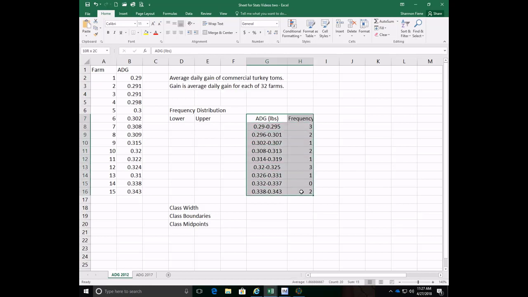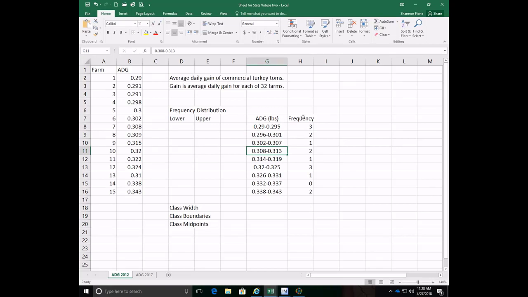This is an actual frequency distribution. And what you'll notice about a frequency distribution is it has these ranges of values. So for example, the first range is 0.290 to 0.295. Each one of these ranges we call a class. In this particular case, I have 9 classes: 1, 2, 3, 4, 5, 6, 7, 8, 9. And these are the ranges of the classes.